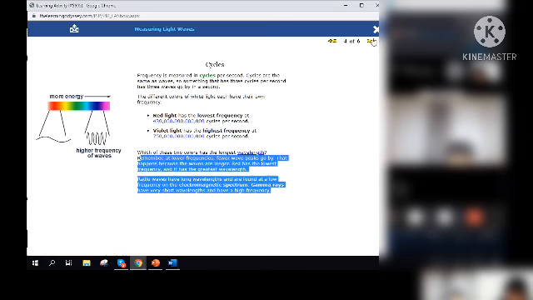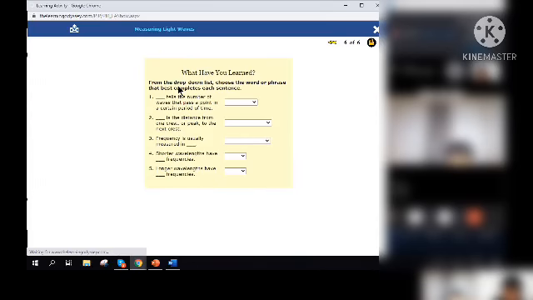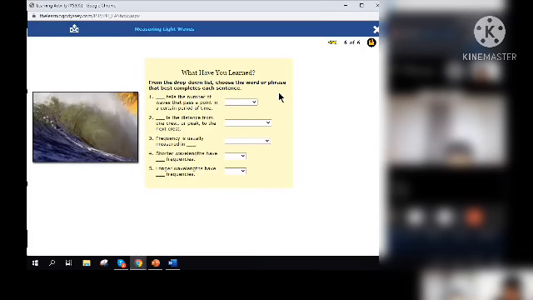Wait, do we have more? Okay, next, part 5. This is just an experiment. You don't need to do it anymore. Instead, let's try to finish the lesson sign.